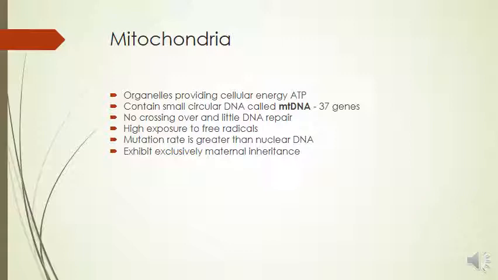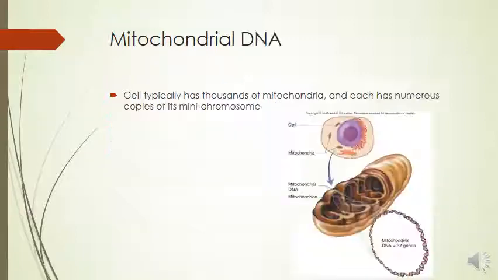They contain a small circular DNA called mitochondrial DNA, or mtDNA, consisting of 37 genes. There's no crossing over and little DNA repair. There is a high exposure to free radicals due to the production of ATP. The mutation rate is greater than it is in the nuclear DNA, and they exhibit exclusively maternal inheritance.